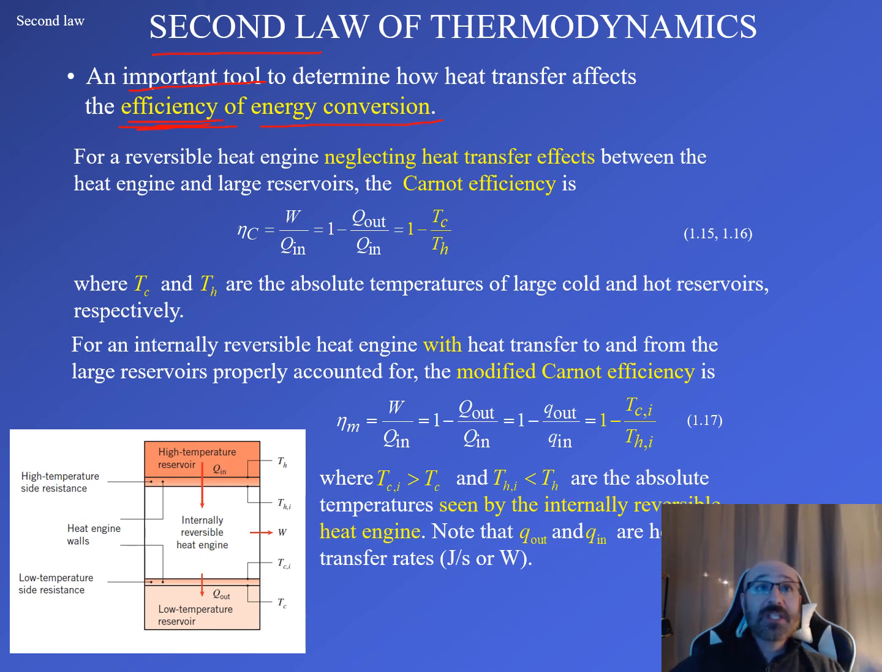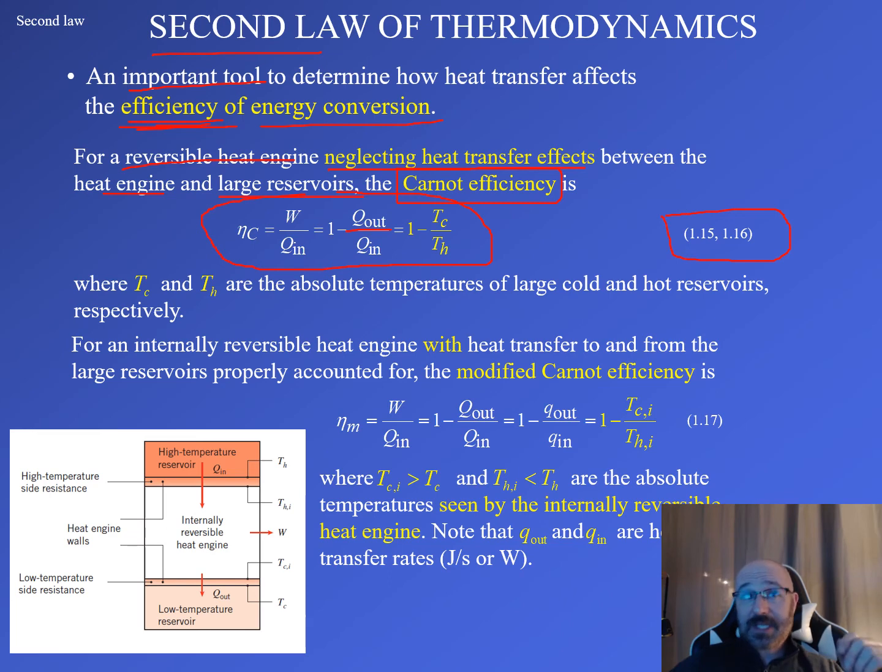So for this one here, let's consider a reversible heat engine, but in the first case here, we're going to neglect the heat transfer effects between the heat engine and the large reservoirs. Now, if we do that, we can calculate efficiency using the Carnot efficiency relationship from equations 1.15 and 1.16 in our textbook. And what we have is this relationship where our Carnot efficiency is equal to W over Q in, which is equal to 1 minus Q out over Q in, or this is also equal to 1 minus Tc over Th.